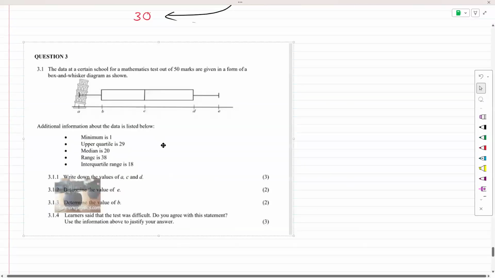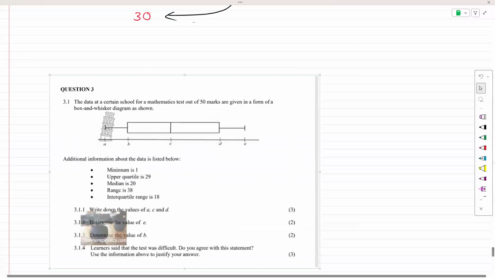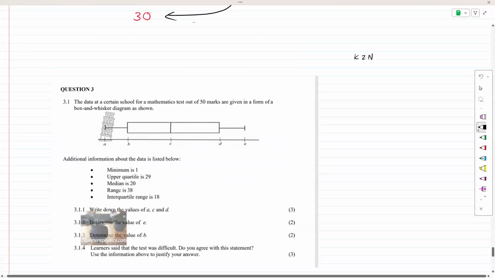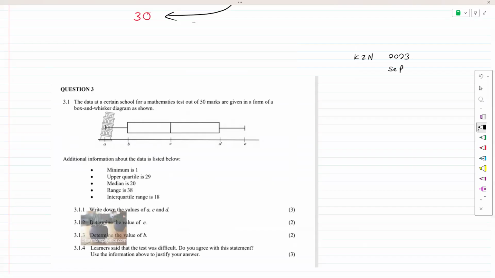Okay, the next paper is KZN. It's 2023, if I'm not mistaken. I don't think I am. This is KZN 2023. This comes from September. Now, guys, it says the data at a certain school for the math test out of 50 are given in the form of the box in this diagram.